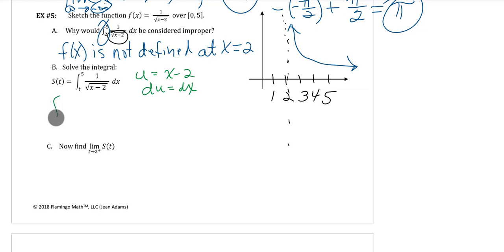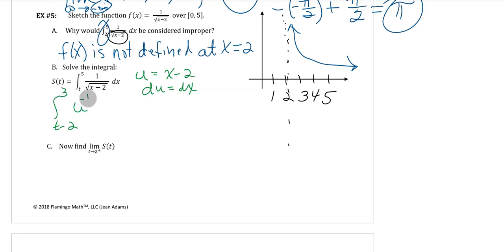So I'm going to have the integral from, I'm going to just leave the limits off and put them on at the end. Actually, no, I can do it. This isn't a bad one. So my limits are going to change. If I put t in, I'll have t minus 2 for my lower limit. And if I put 5 in, I have 3 for the upper limit.